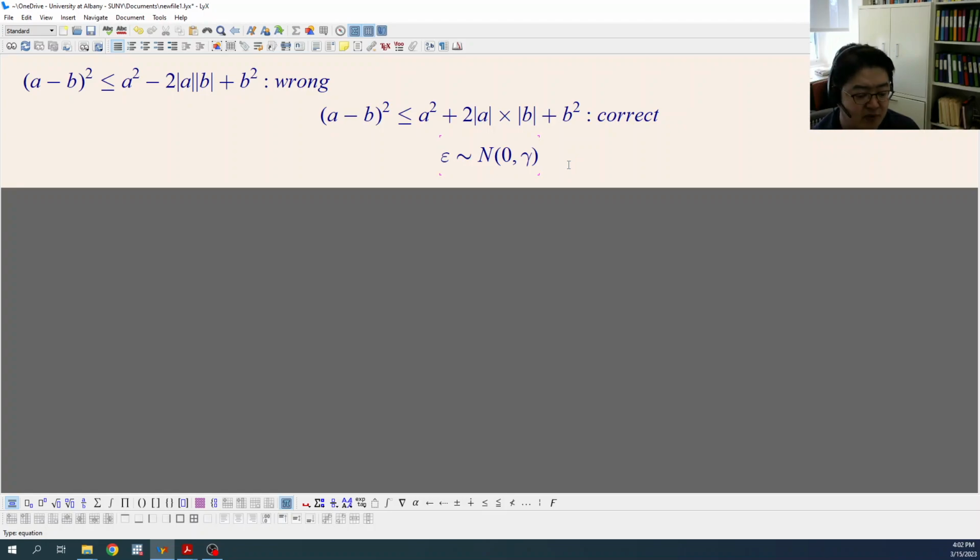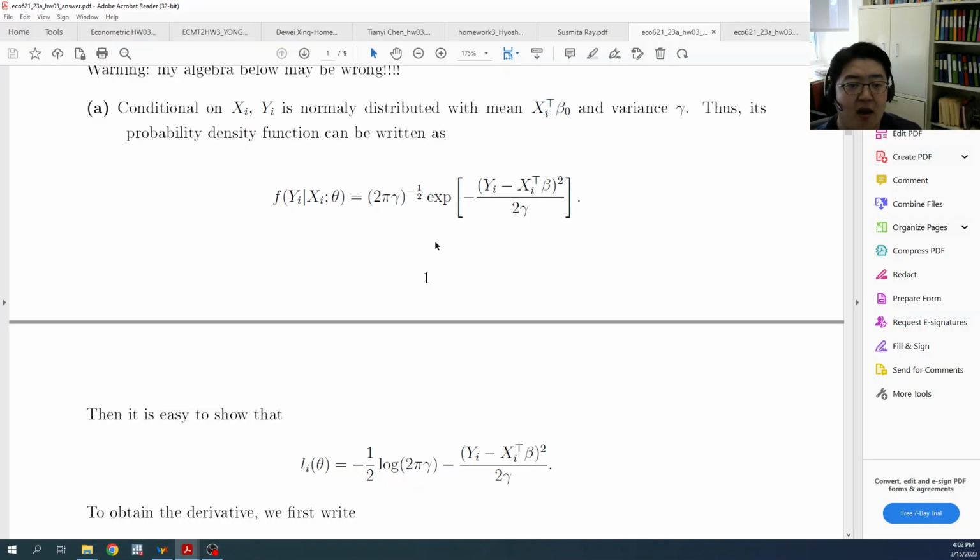So if you assume that epsilon is a mean zero normal distribution, and then if you add a constant, it will be a normal distribution with mean of the constant, right? So using that idea, I wanted you to point this out. Y conditional on x is normally distributed with mean x prime beta and variance gamma. This is the key idea.